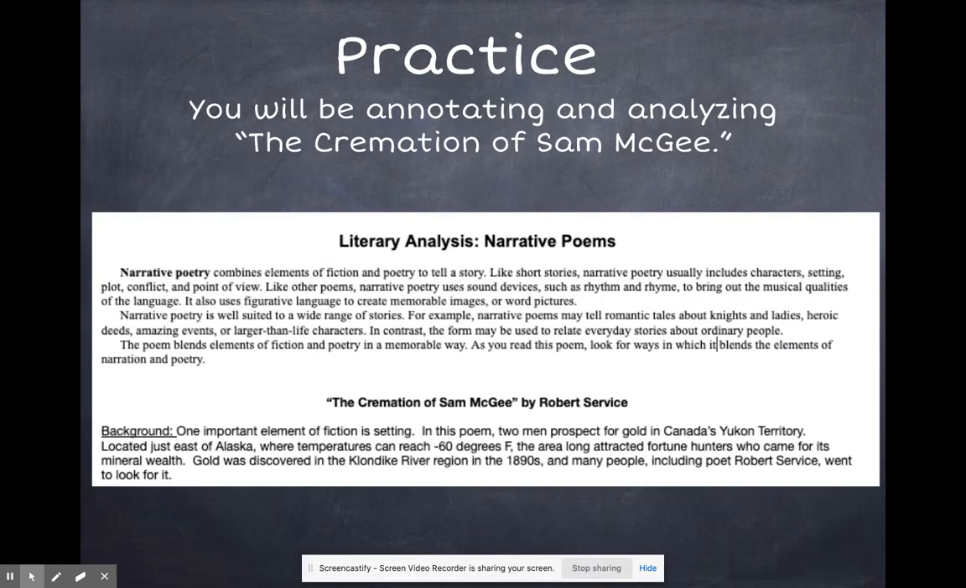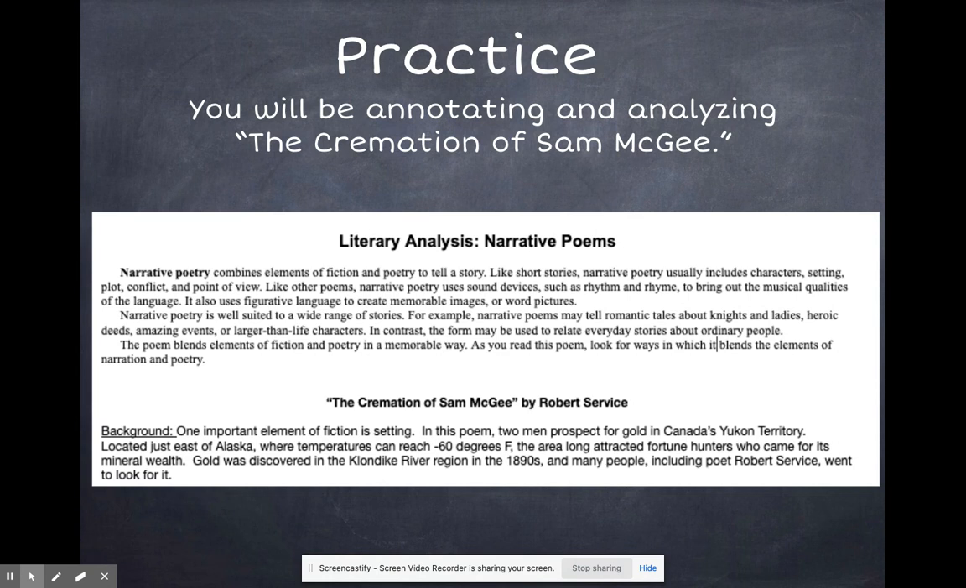All right, so you are going to be practicing this skill of annotating with the poem The Cremation of Sam McGee today. And we have this on a document for you, which I'll show you in a moment. We also are directing you through your analysis and your annotations. So you don't necessarily have to go through each step yourself. There will be steps laid out for you and questions that go with it.